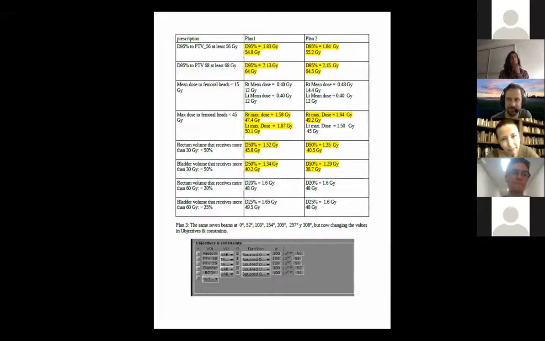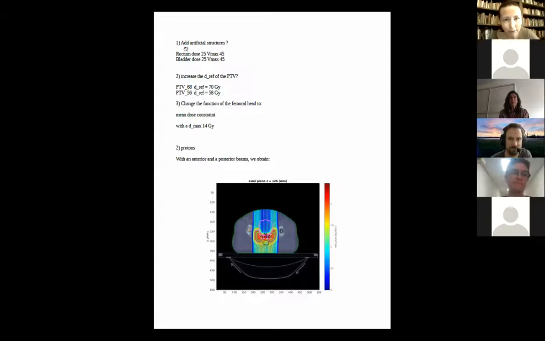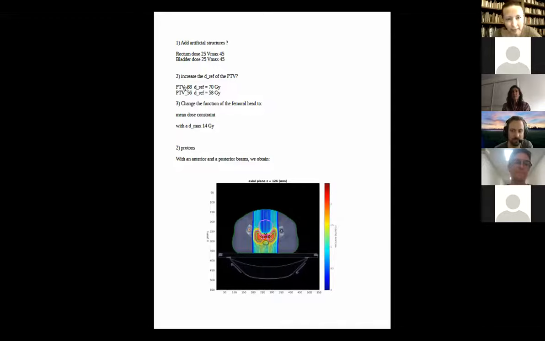And using seven beams, I get better results in the target, but I have more ideas on how to improve the plan. I have to use more matRad to do this part, because I think the key is to modify the values here. I want to try to create artificial structures for the rectum and for the bladder, and to increase the dose in the PTV, not use the reference dose. I mean, if it's 68 grays, I will use 70. And I think my big problem was the femoral heads. Using a mean dose constraint could be better, but I have to learn how to do this.